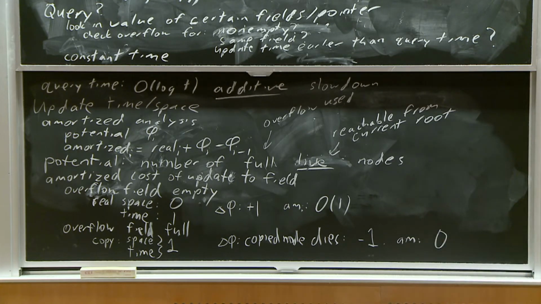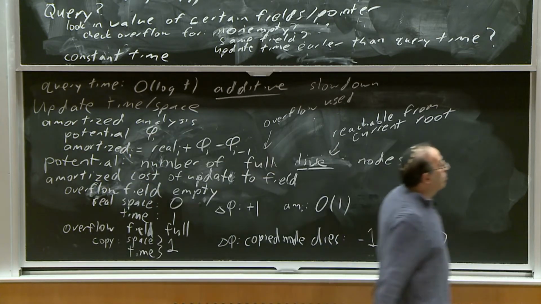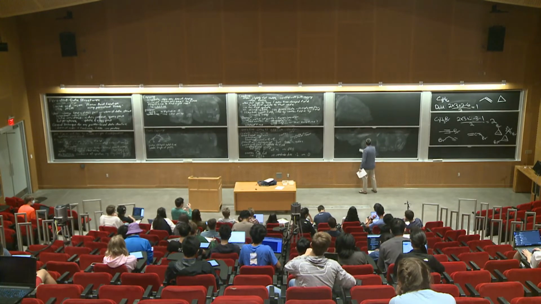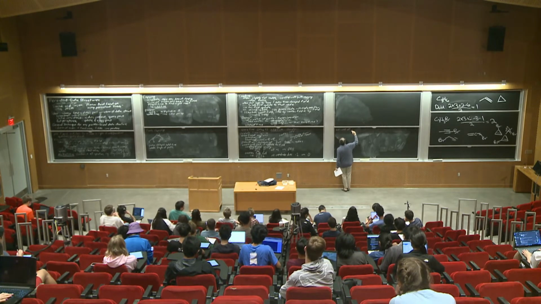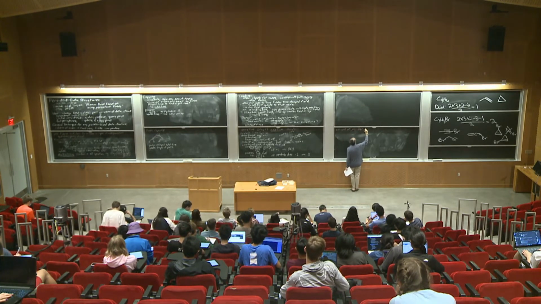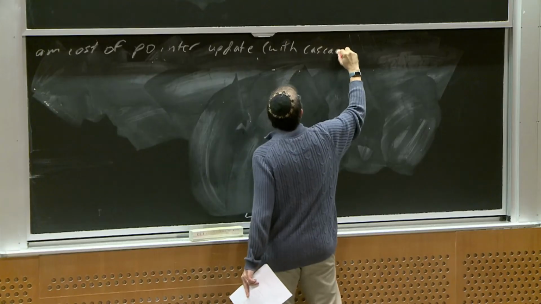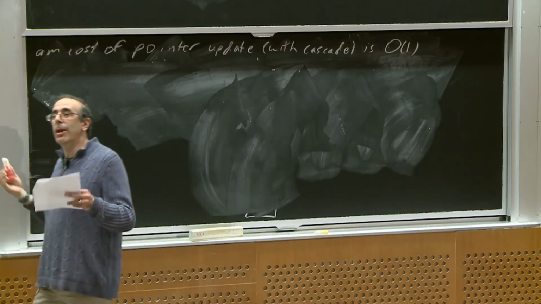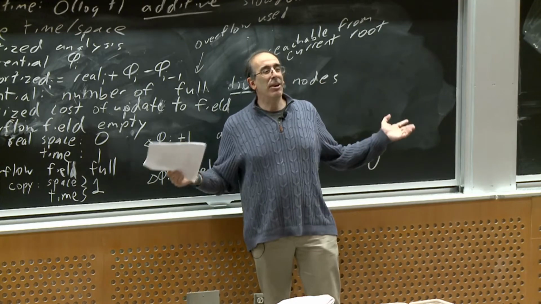Is that clear? No questions? Super. So that's kind of the end of the story for persistent data structure implementation. We've just shown that the amortized cost of a pointer update with the entire cascade is order 1. Now, we multiply this by the number of pointer updates, but we're multiplying by a constant. So asymptotically, this doesn't matter at all.